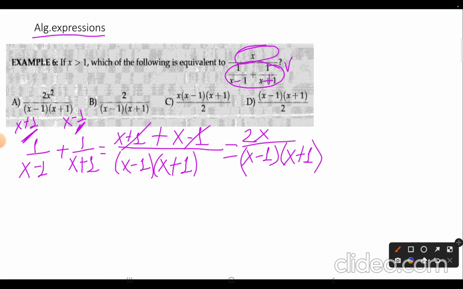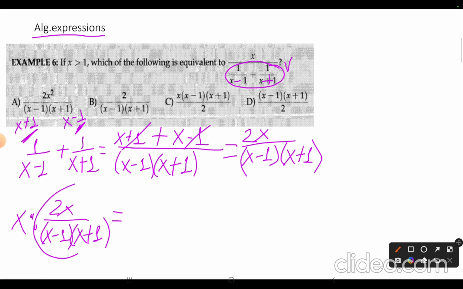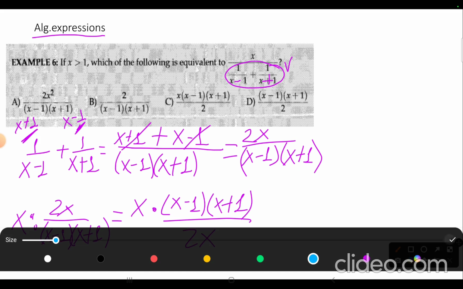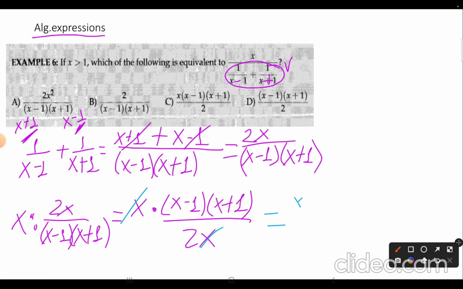Also we have this x divided by what we got, x divided by this fraction, x minus 1, x plus 1. When we divide by a fraction, we multiply by this fraction and swap numerator and denominator. We multiply x minus 1 times x plus 1 divided by 2x. Now we cancel these x's. We have x minus 1 times x plus 1 over 2. It is d.